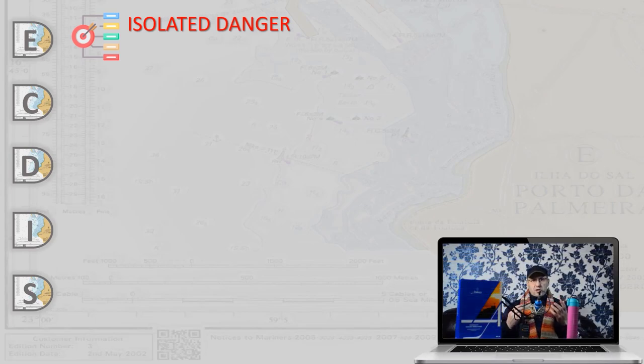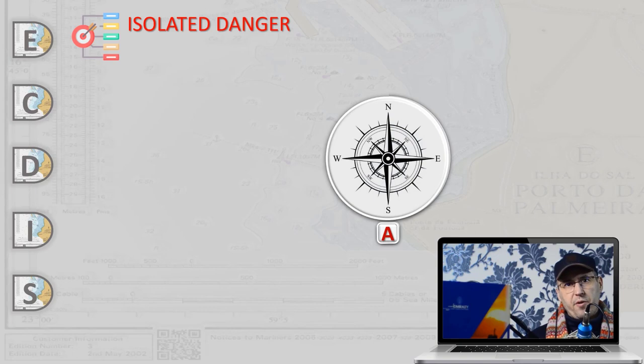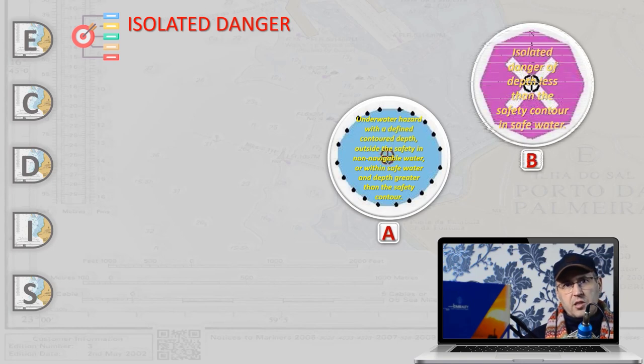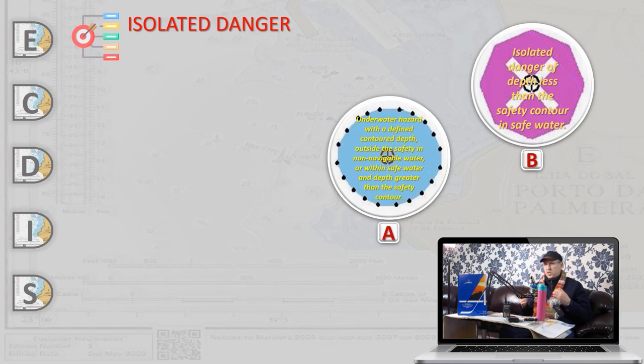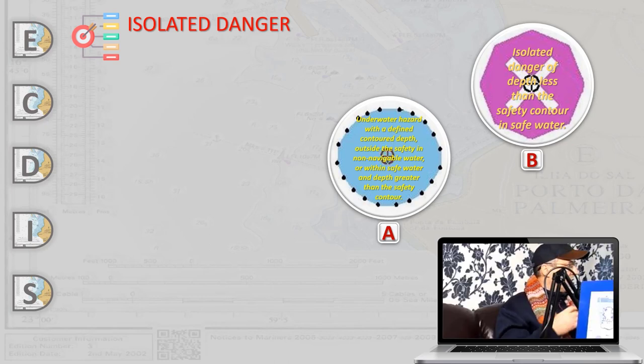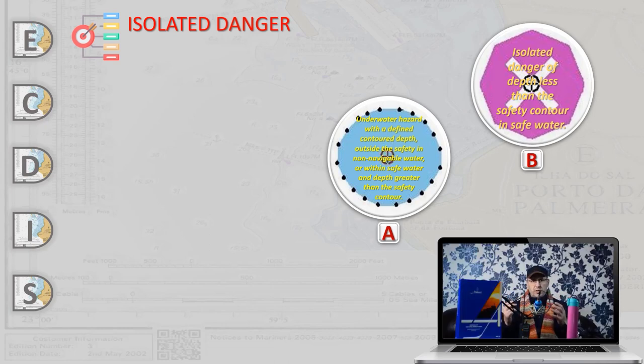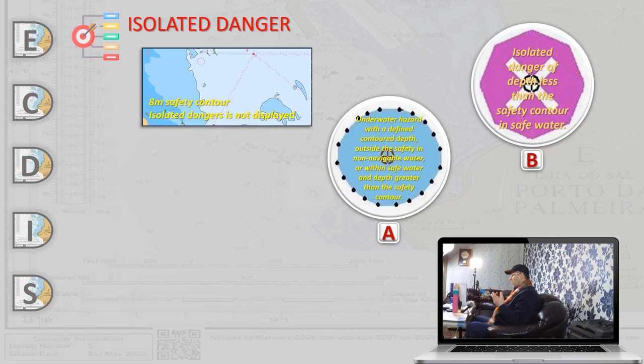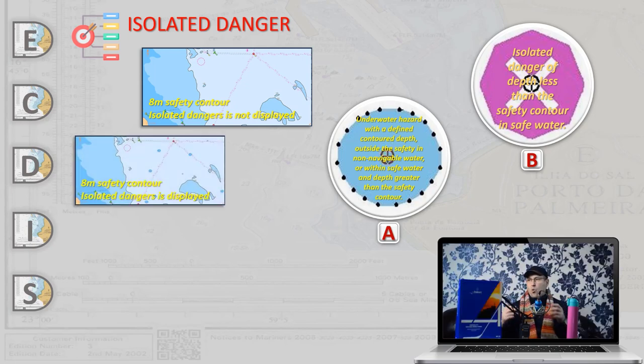One more parameter which we have on display is isolated danger. Depending on the safety parameters, the display mode and the position of an object, its presentation style might change to indicate a danger. For example, let's overview the isolated danger symbol. The symbol for an isolated danger will change depending on your safety contour settings. Safety contour setting is important. If the isolated danger has a safe passing depth less than your safety contour, it will be considered not safe to pass over, and the top warning symbol will be in use.